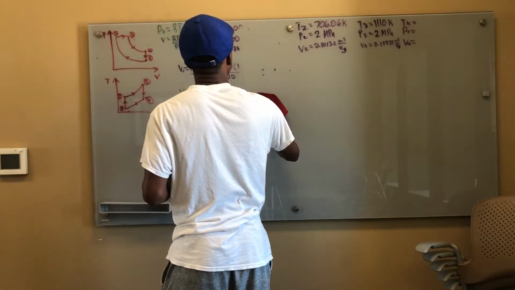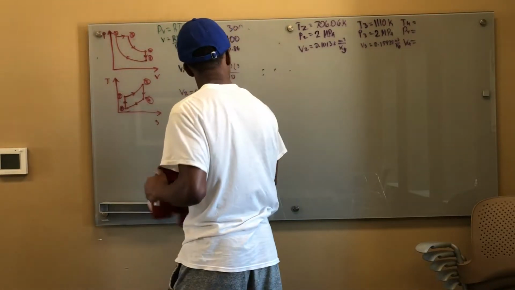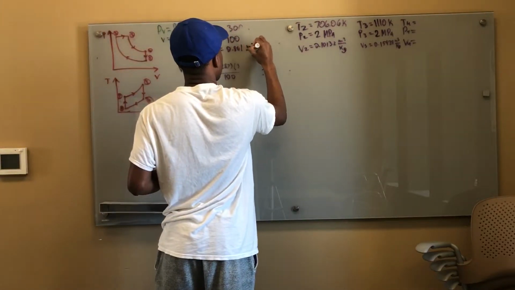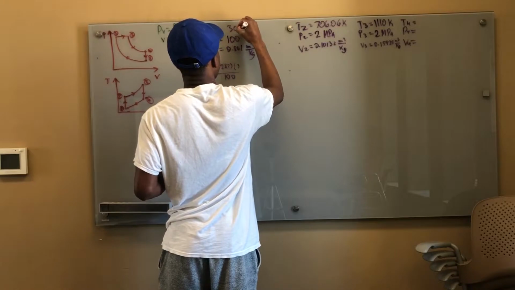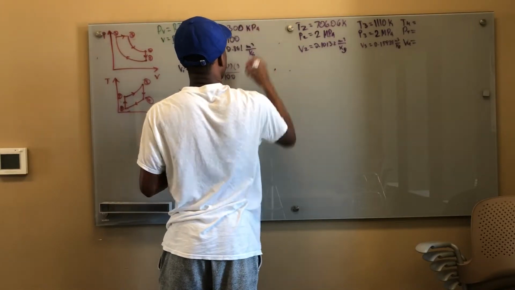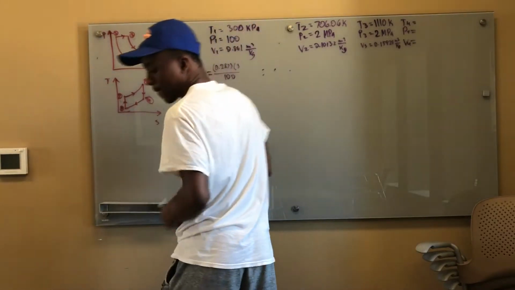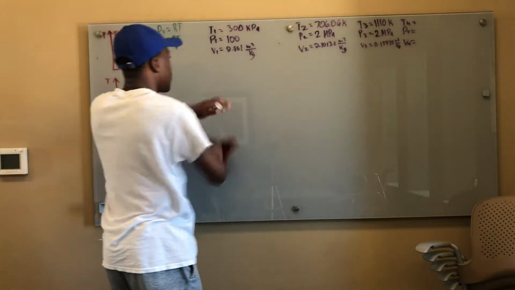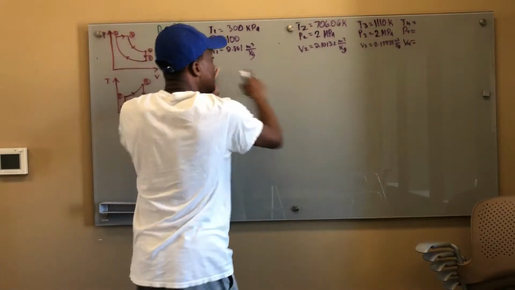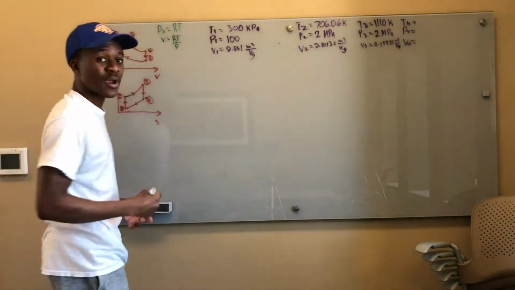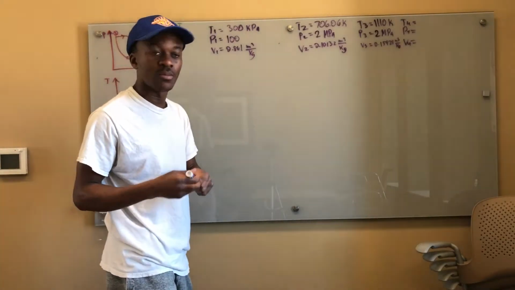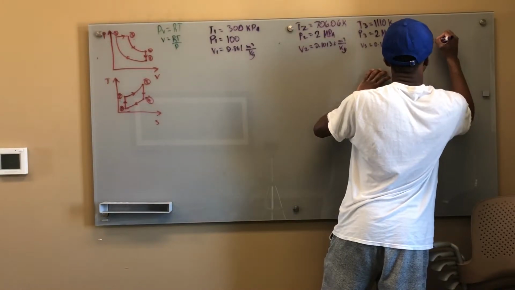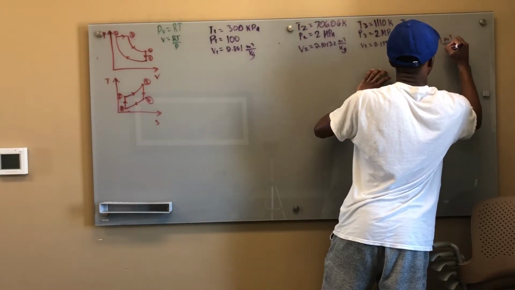Oh no. Wow. I think this was 0.861. That was 100, and this was 300. Yeah. Okay. So we have this, right? Cool. I know that my V1 is equal to my V4 because of this graph right here. And it also tells us that it's a constant volume heat rejection, right? So V4 is equal to 0.861 meters cubed per kg.